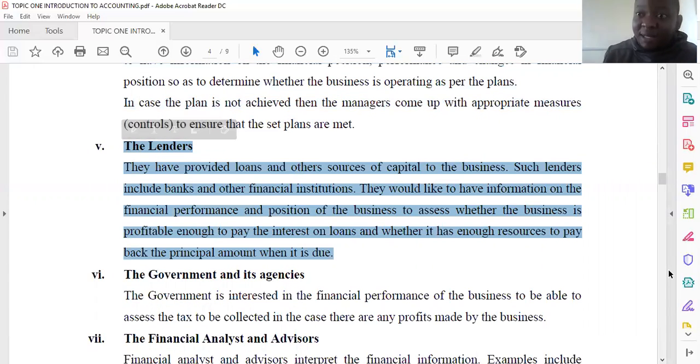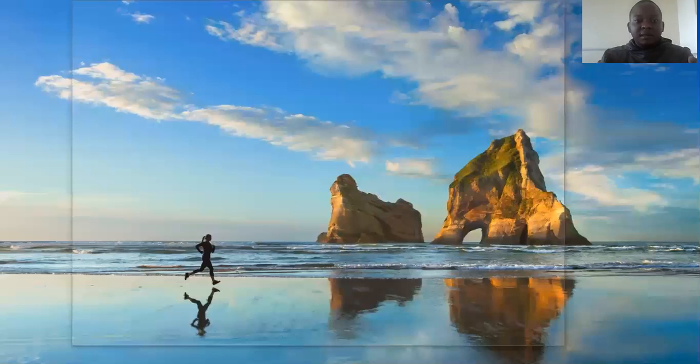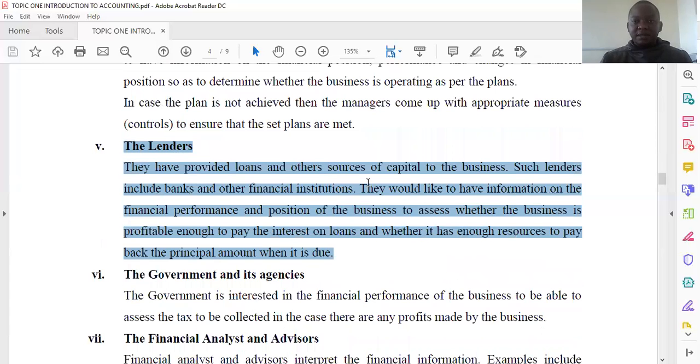Lenders are like banks. Banks advance credit to the business. So banks want to know the creditworthiness of the business. So to know the creditworthiness of the business, you look at the balance sheet, and be able to tell whether this business will be able to pay these supplies as and when they fall due. So lenders have provided loans and other sources of capital to the business. Such lenders include banks and financial institutions.